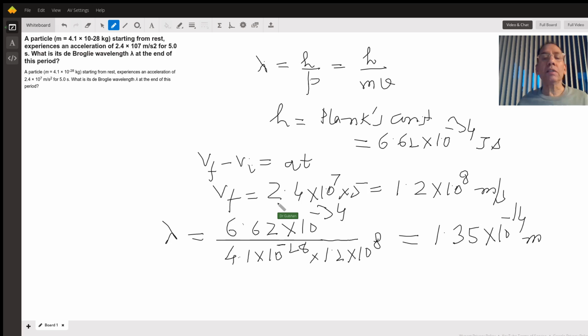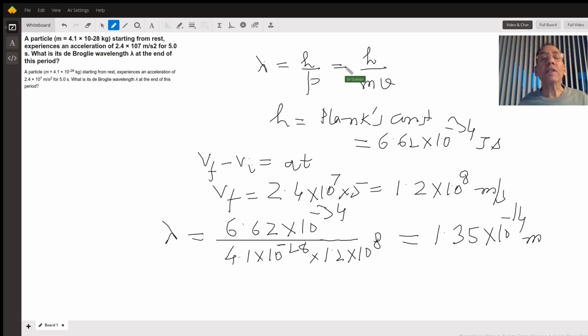So the final velocity is 2.4 multiplied by 10^7 multiplied by 5, which makes 1.2 × 10^8 meter per second. So this is a fairly large velocity with which this particle is moving, and this mass is very, very small. It's just 4.1 × 10^-28 kilogram.